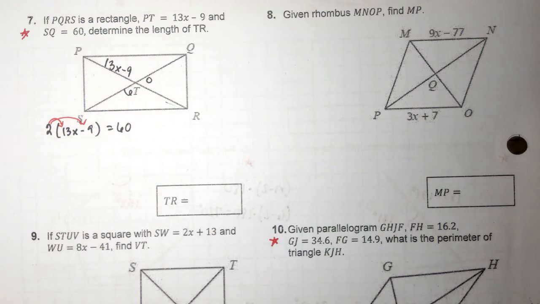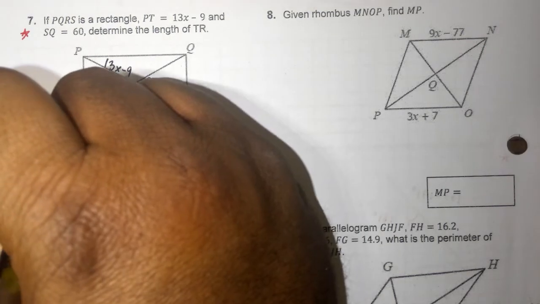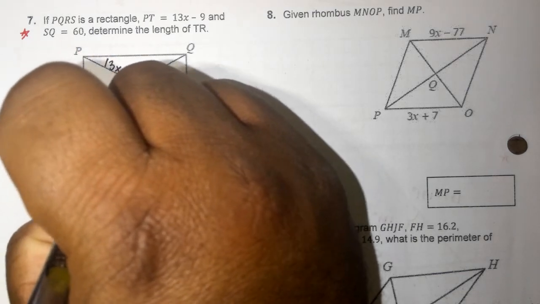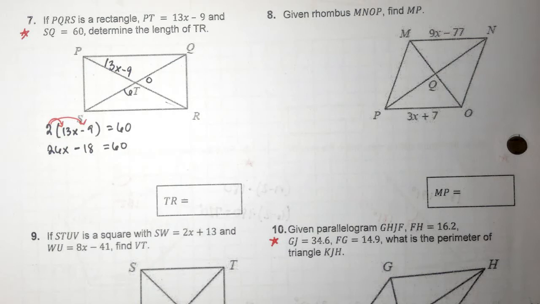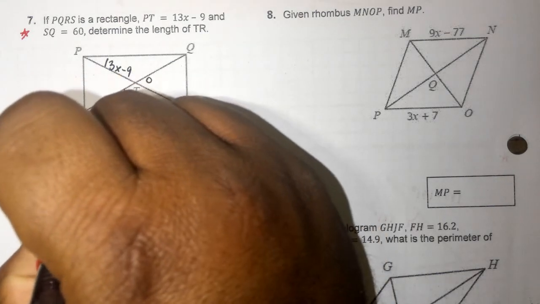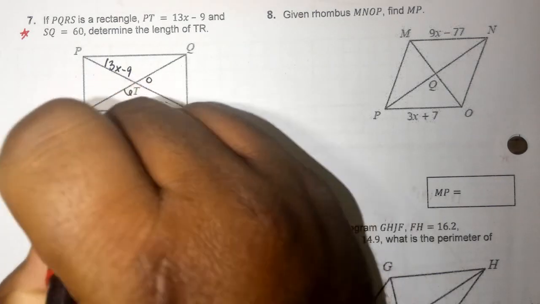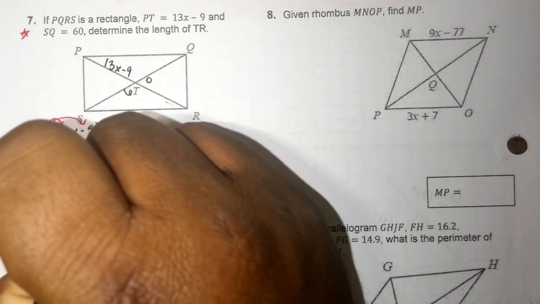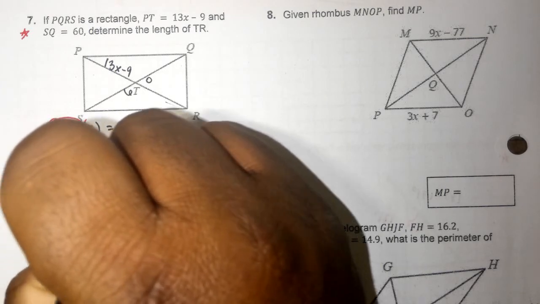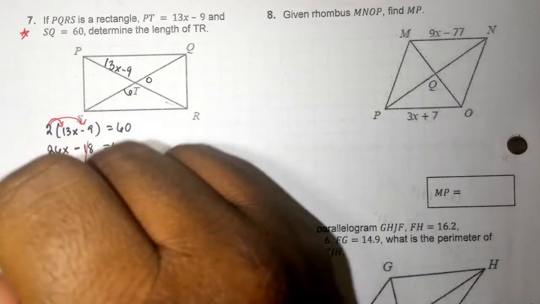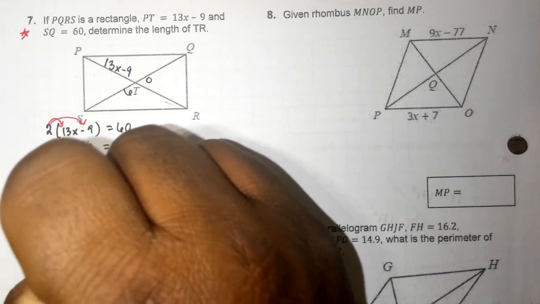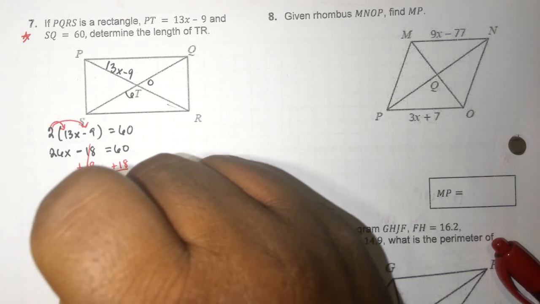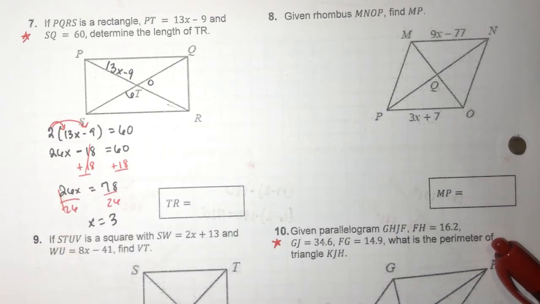And I'm going to distribute: 26x minus 18 equals 60. Add 18, add 18. Then you get x equals 3, when you do your math.